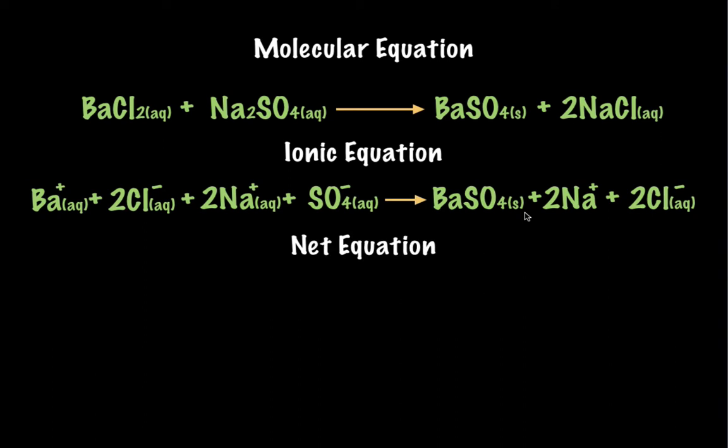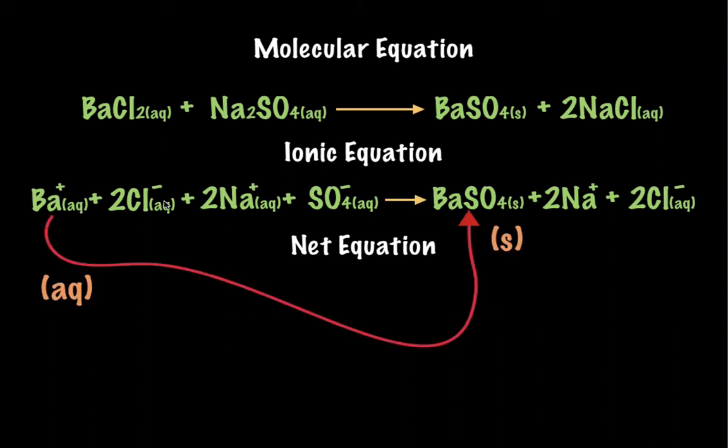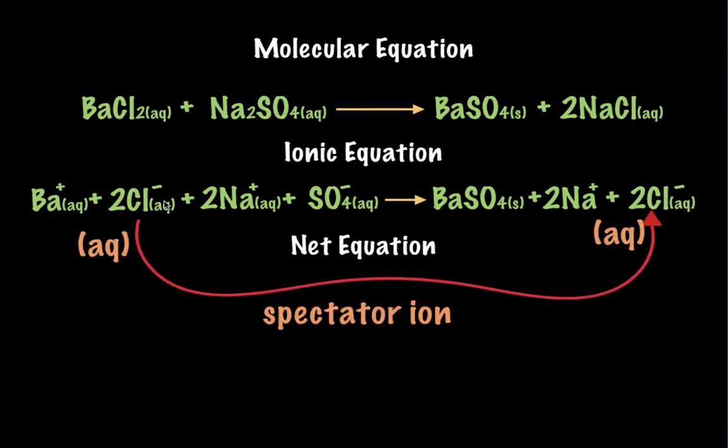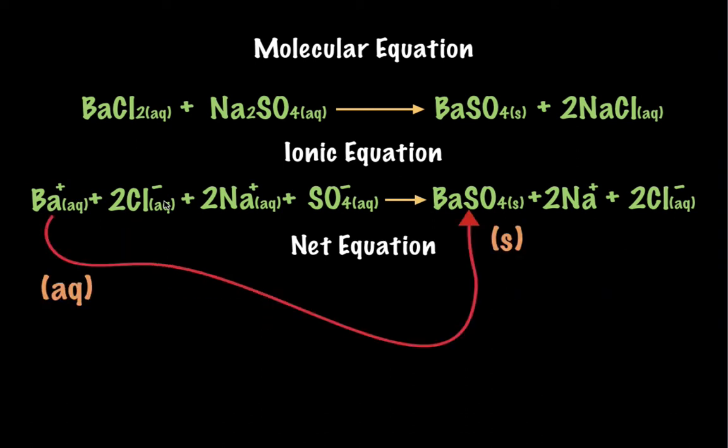But now my net ionic equation, if we remember, net ionic equation gives me the species that are actually involved in the reaction. So let's go one by one. Looking at my reactant side, let's look at barium. Let's first find our spectator ions. Barium goes from aqueous to solid. Alright, so you know that there's a change in state. So you know that this is involved in a reaction.